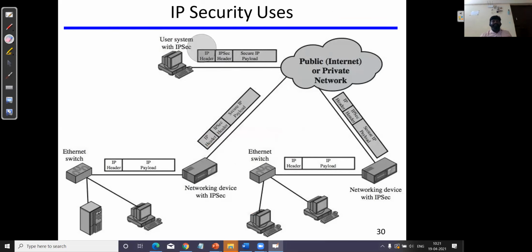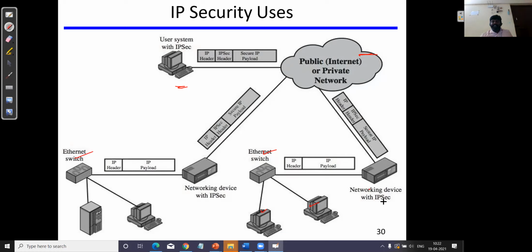Now, when we talk about the different uses of IP security, say for example, this is a simple diagram through which you can try to understand. Suppose this is a LAN network where two devices are connected, and you are transmitting information through the Ethernet to another network. So this is the public or private network. Let's assume you are interacting with the external network, where all the information you are transmitting goes from the Ethernet switch.